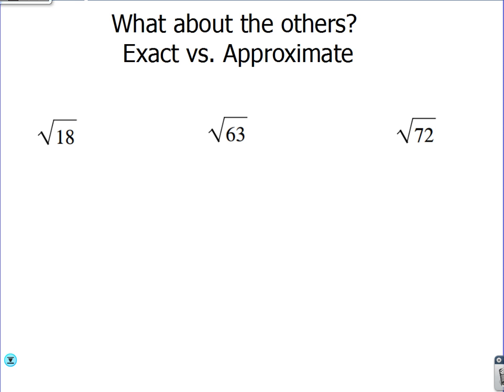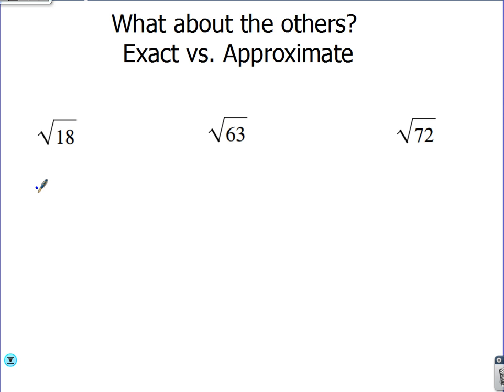Let's break 18 apart. Somebody give me something that multiplies to 18 that's not a perfect square. How about 3 times 6? Everybody understand 3 times 6 is 18? Does anybody know the square root of 6? Was that on my list? Does anybody know the square root of 3? No. What else multiplies to give you 18?